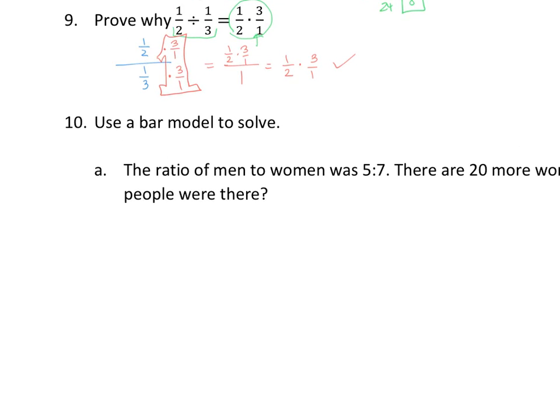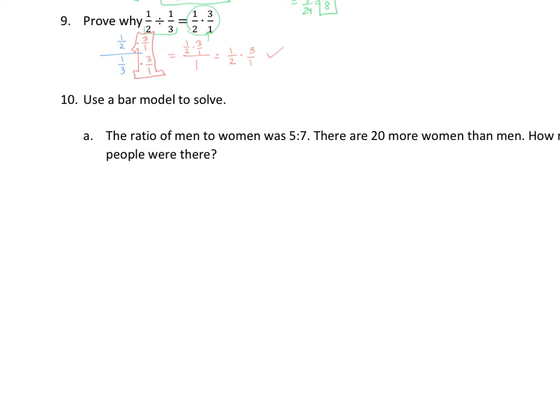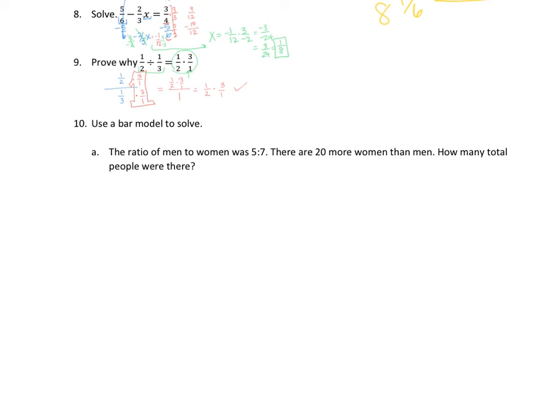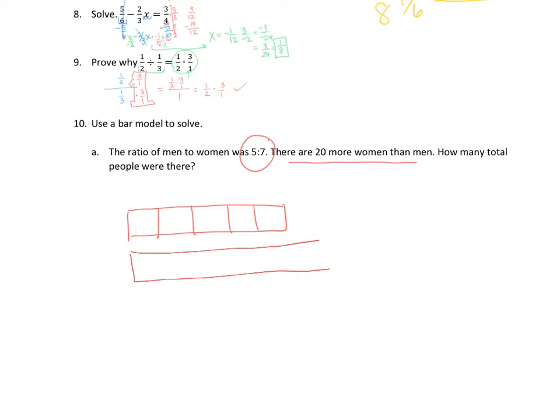For number 10, we're using the bar model to solve. We're looking at the ratio of men to women as being 5 to 7, and there are 20 more women than men. So we're having our men being 5, so I'm going to break this up into 5 sections, and then the women is more. The ratio is 5 to 7, so I'm going to put 2 more bricks on there.